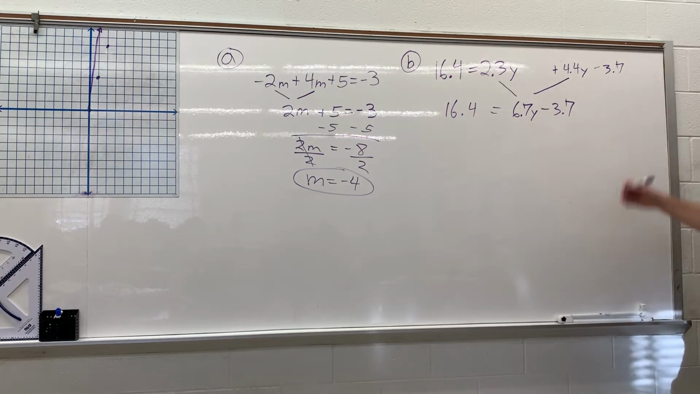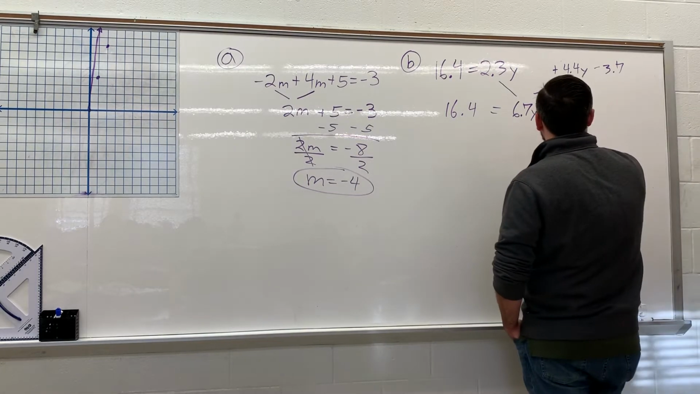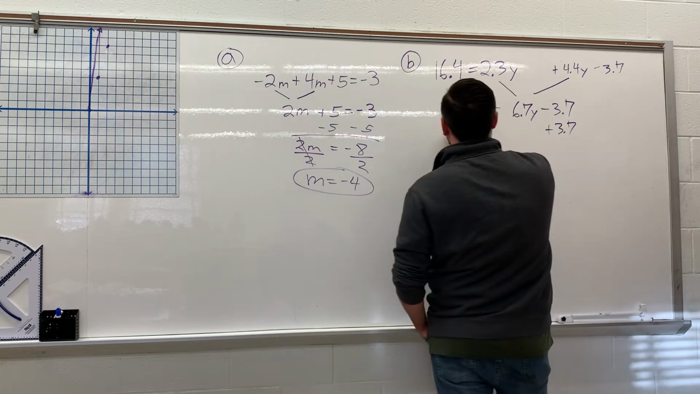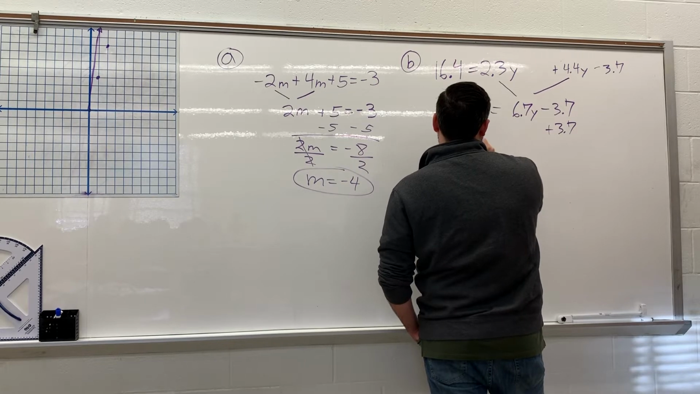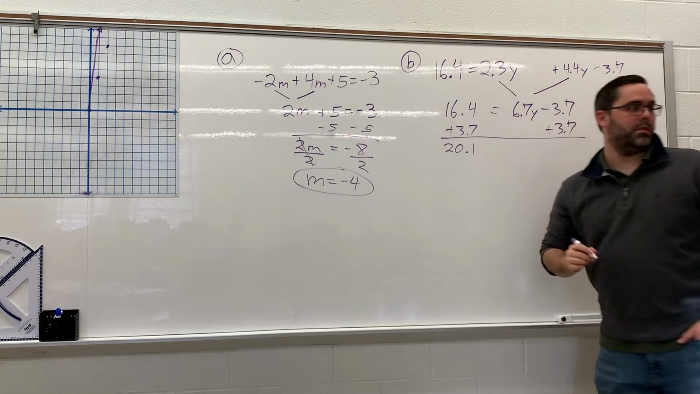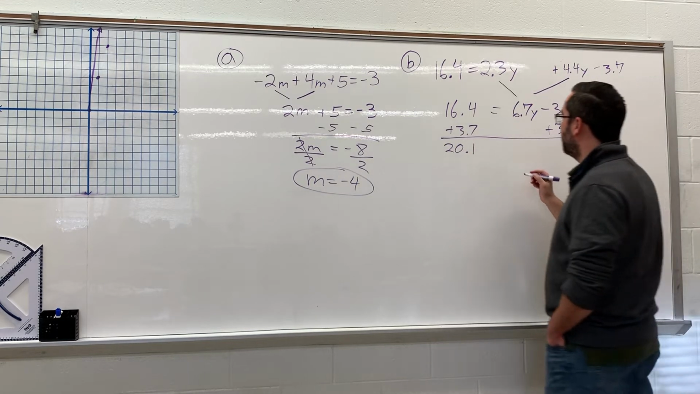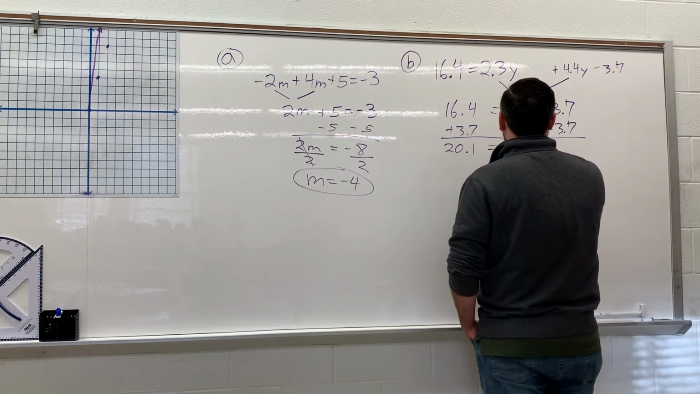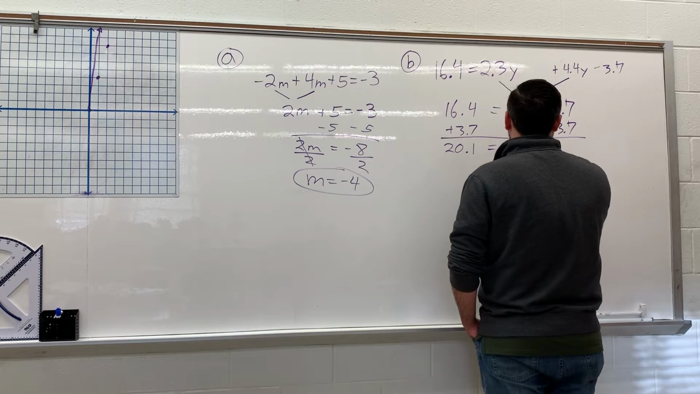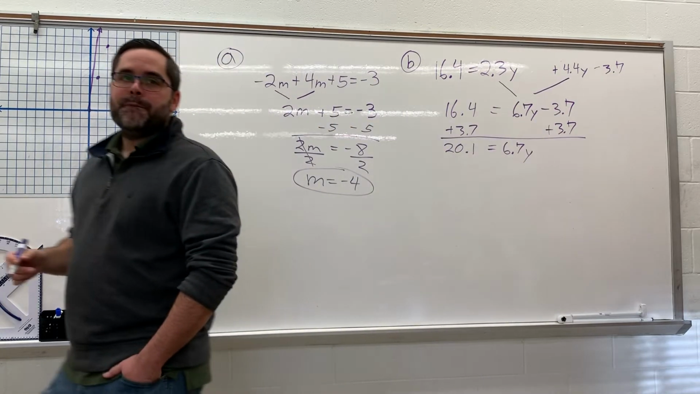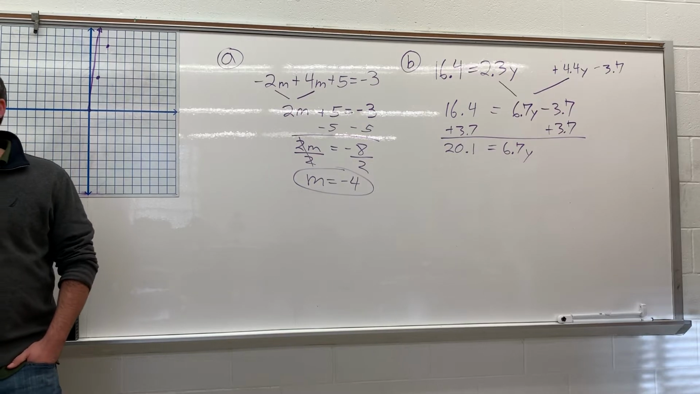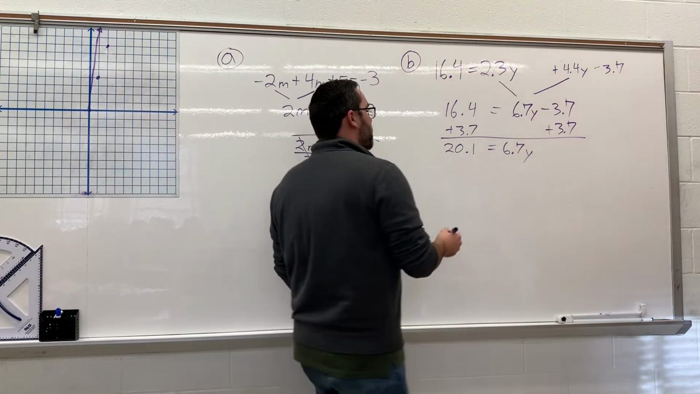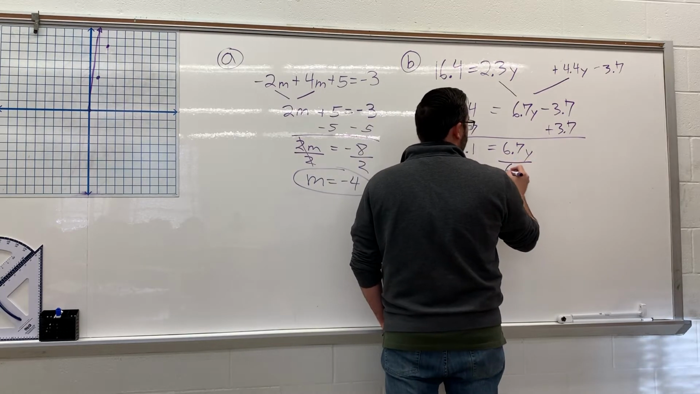All right, now we solve. We add 3.7 to both sides. We get 20.1. If I'm moving too fast, pause me, guys. Now we're going to get a weird number here because 6.7 is not going to go into 20.1 nicely. So use your calculators, and what is 20.1 divided by 6.7?